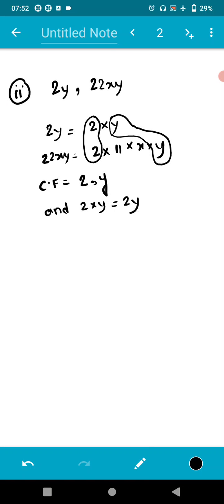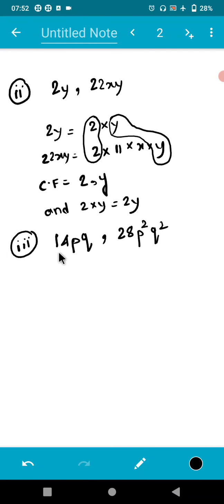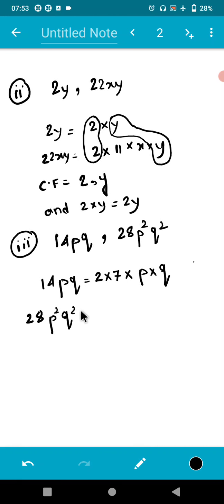Now let's move on to sum number 3. What is sum number 3? We have 14pq, and then we have 28p square q square. Now let's break this 14pq. In place of 14 we can write 2 into 7, because 2 sevens are 14. So 2 into 7 into p into q. Now 28p square q square: do the prime factorization, 2 fourteens are, 2 sevens are, 7 ones are.